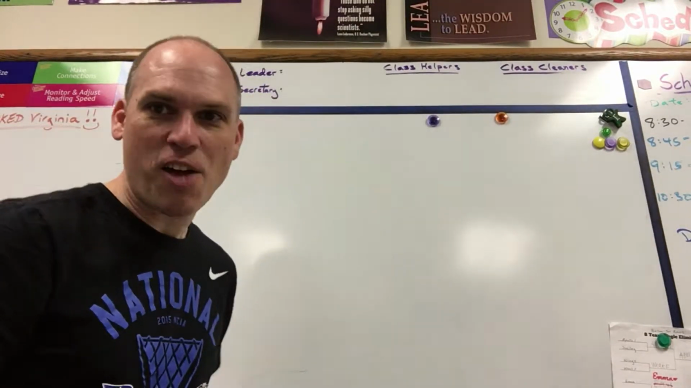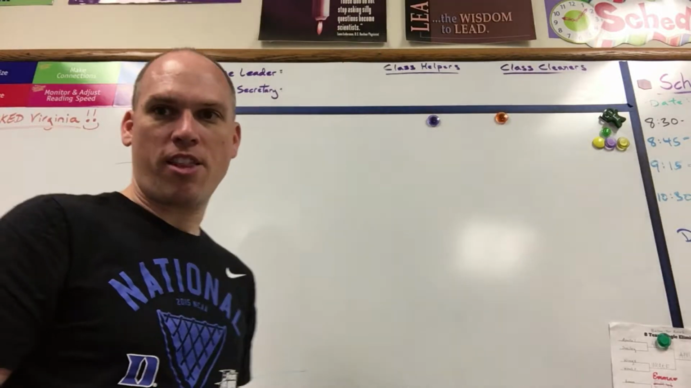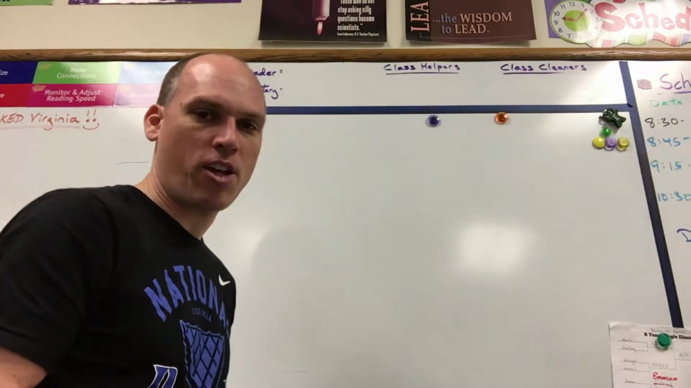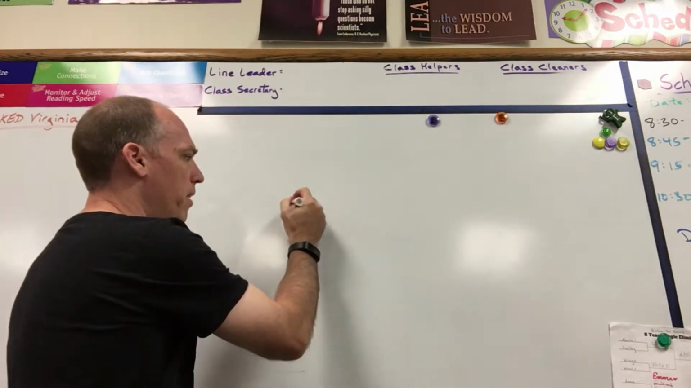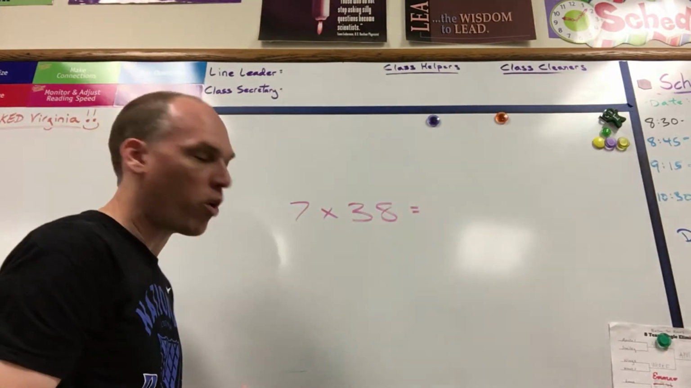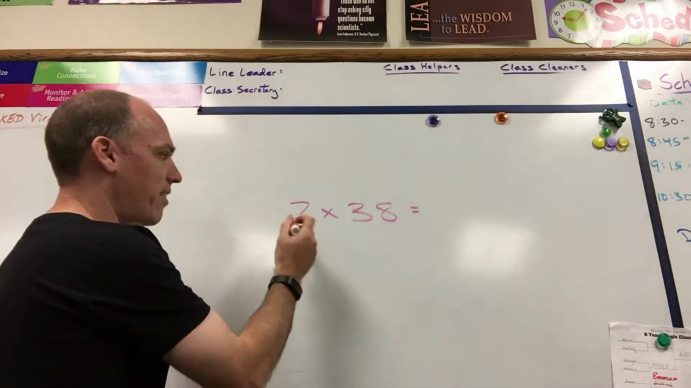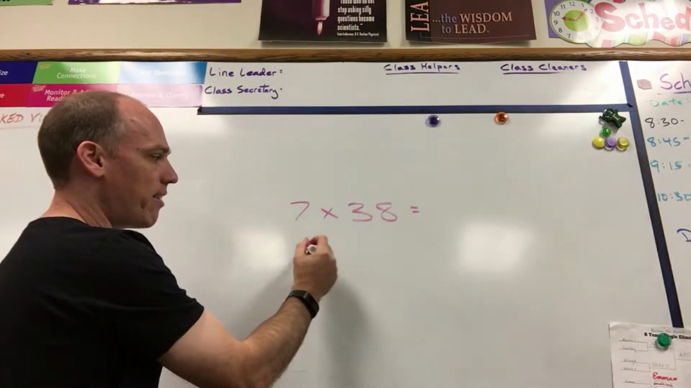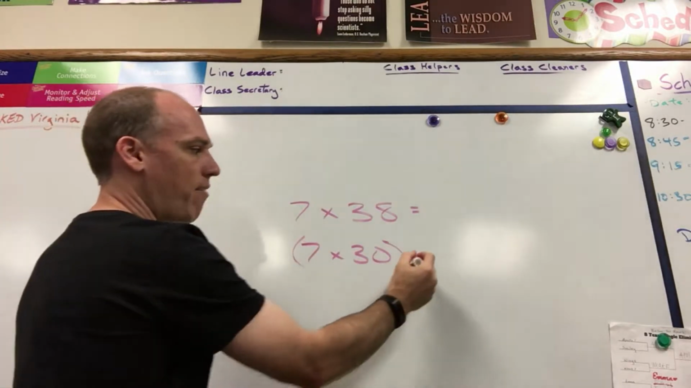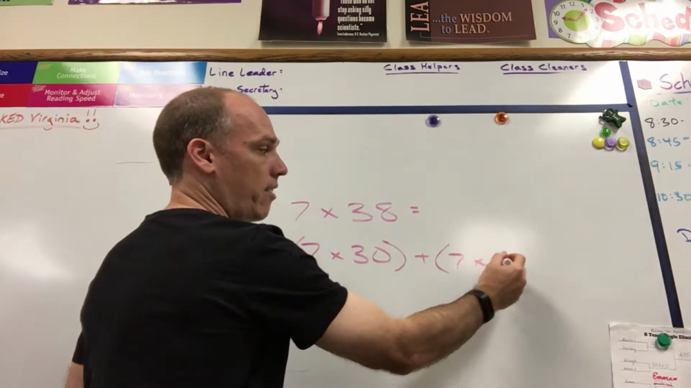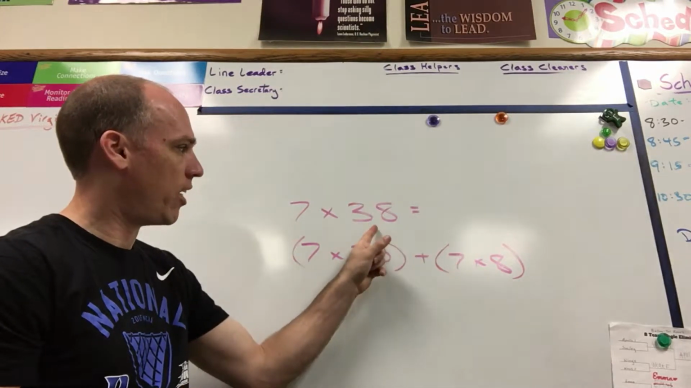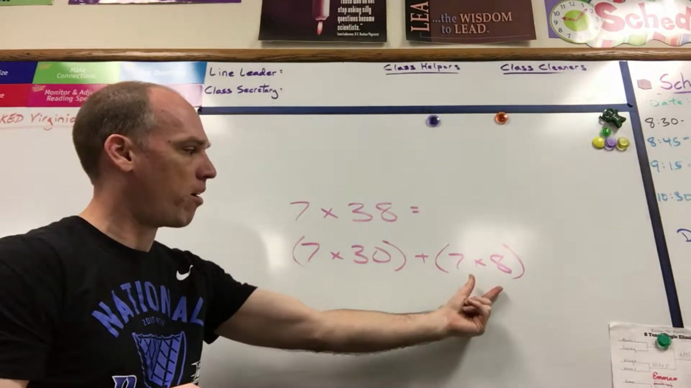Hi, class. I want to talk with you today about the distributive property in math and how it relates to multiplying whole numbers. So if we look at the problem 7 times 38, one way to think about this is that 7 times 38 is the same as 7 times 30 and 7 times 8, because 30 plus 8 is 38, and you can break the number up into its parts.